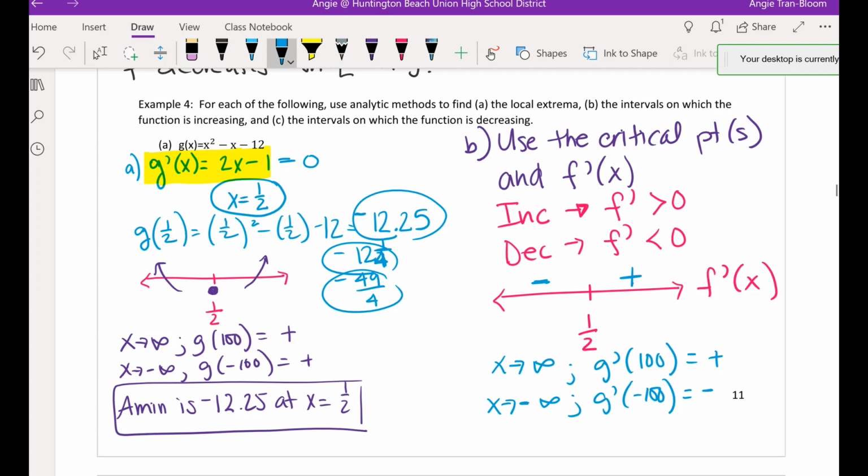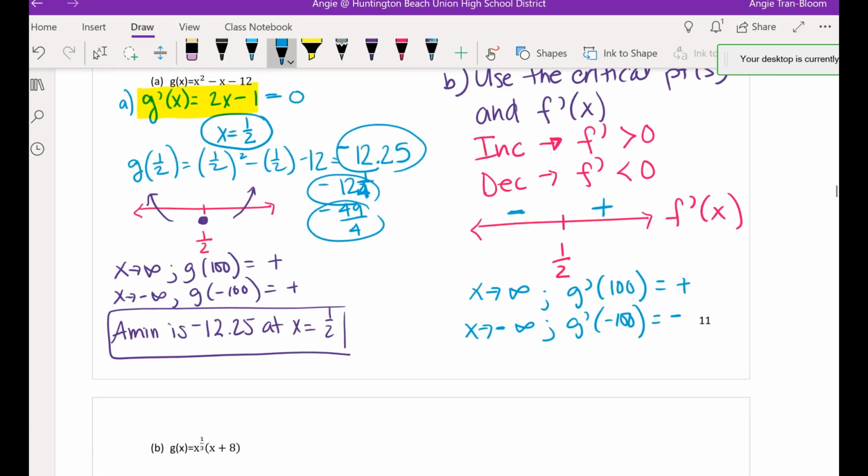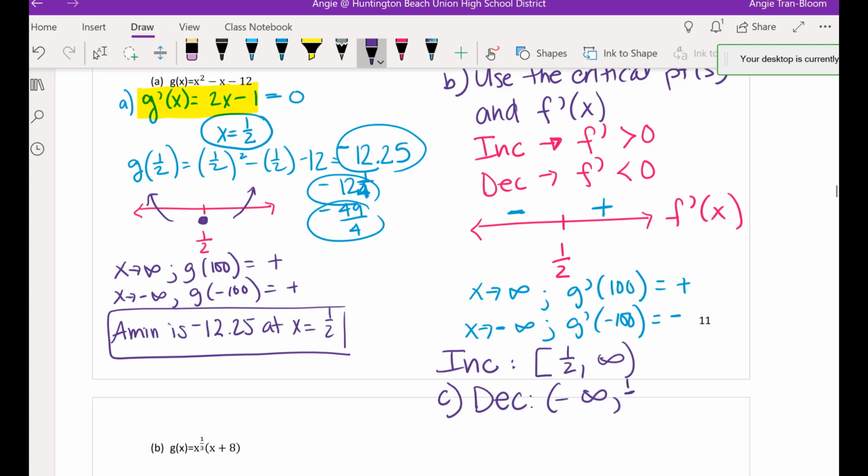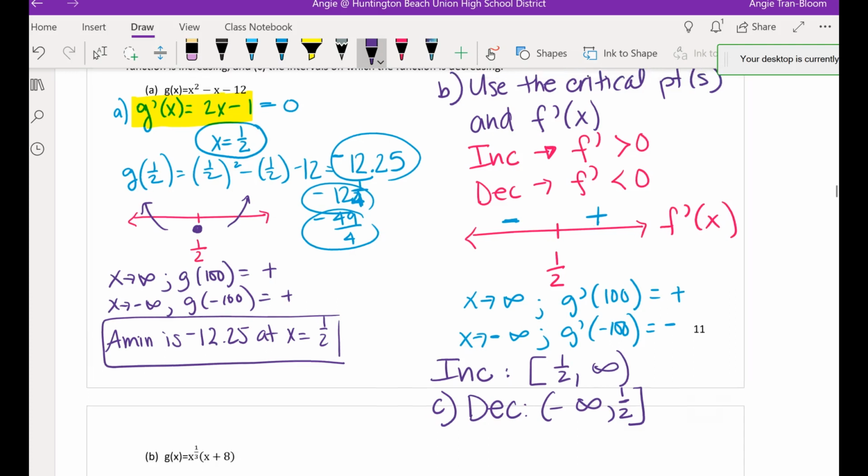So from looking at the number line of the derivative, can you tell the increasing and decreasing intervals? Yeah, so what's increasing from where to where? Increasing from, inclusive, a half all the way to infinity. And again, the bracket, you can also use parentheses. It's okay. Then part C is asking the same thing except decreasing. Decreasing from negative infinity all the way to what? Half. Okay. So the work is the same for increase and decrease.